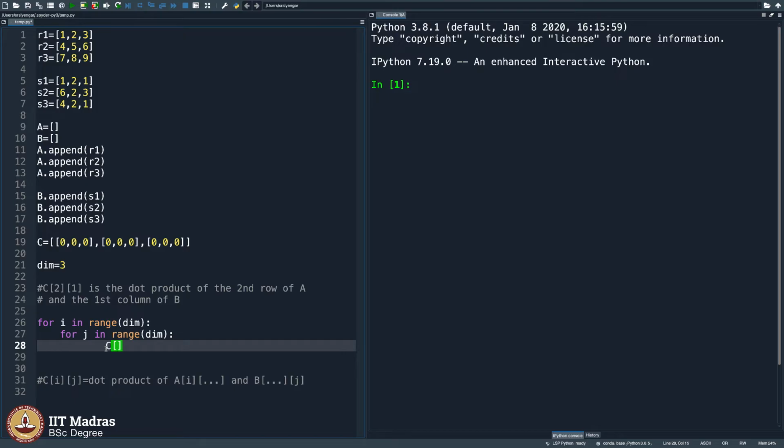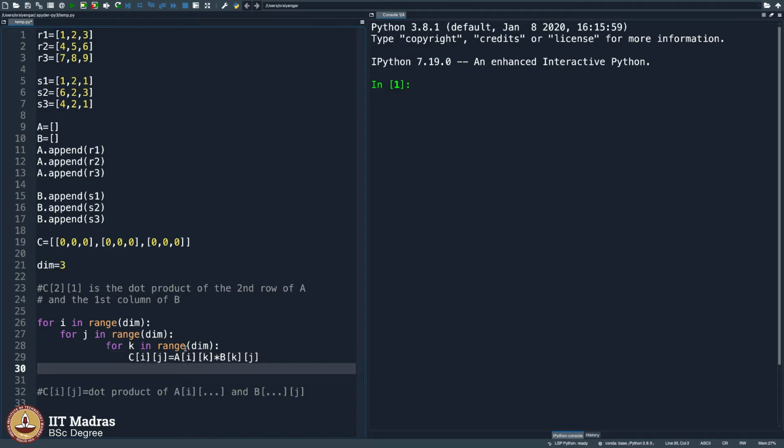So C of ij is equal to A of ik times B of kj. Once it enters here, i and j are fixed, but k varies. K must vary: for k in range dimension. I must put another tab here. So C of ij is A of ik times B of kj.